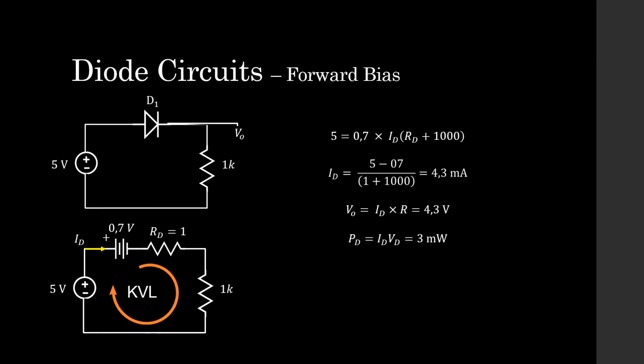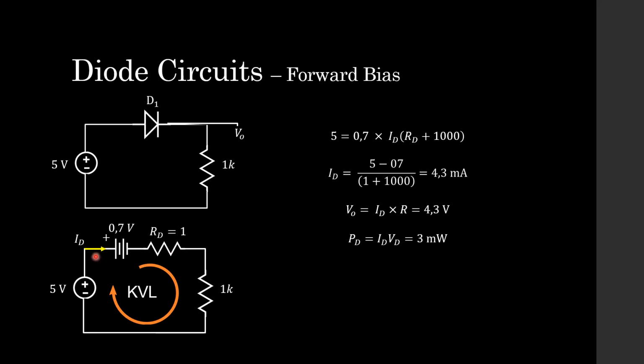Now that you're back on track with diode models, let's look at an example. So here we have a 5-volt source in series with a diode, in series with a 1K resistor, and we're trying to figure out what this output voltage is. We start off by replacing our diode with the piecewise linear model. So we have a source which is 0.7 volts because this is a silicon diode, and we have it in series with some diode resistance, which is 1 ohm because that is a very small resistance.